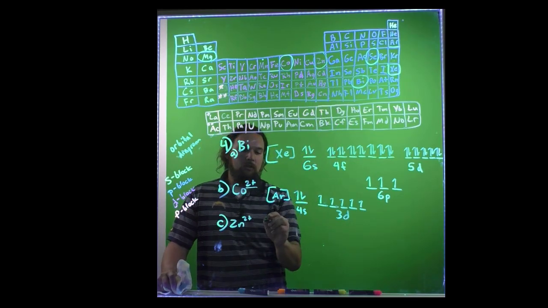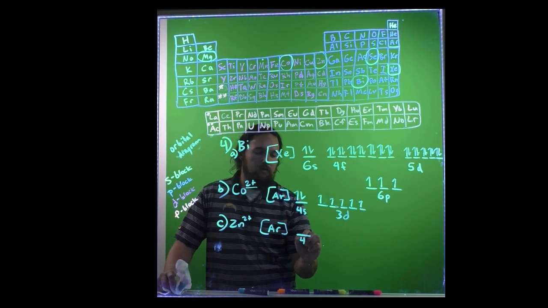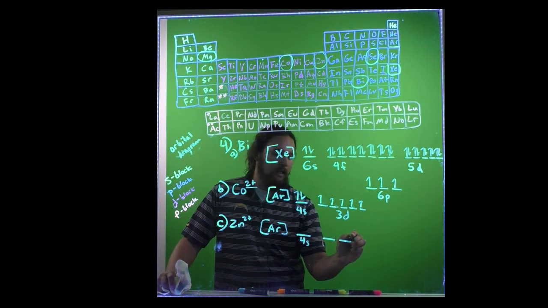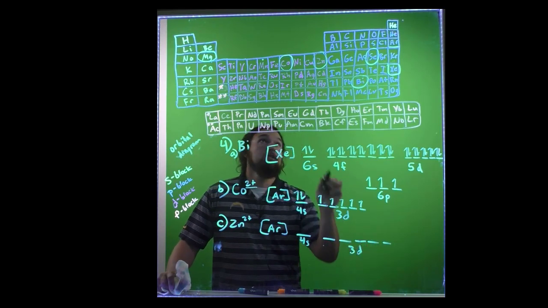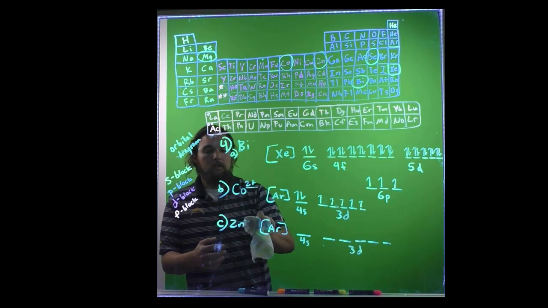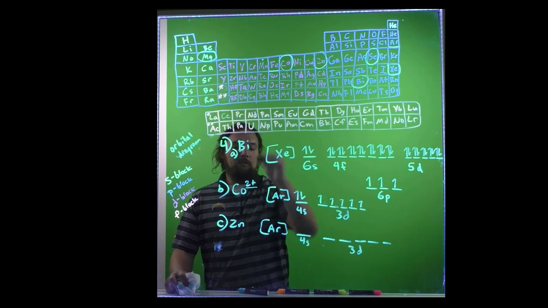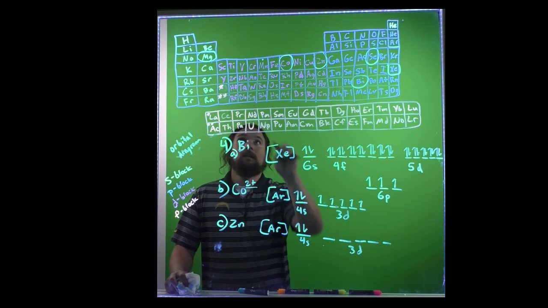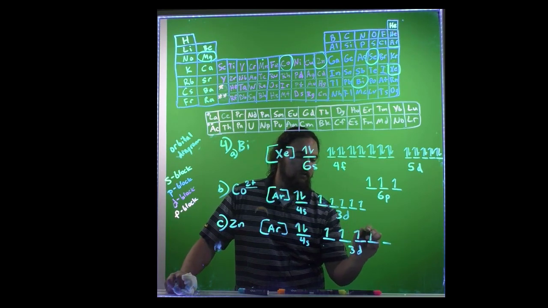So once again, we'll use the noble gas shortcut, argon, and we'll do 4s, and zinc ends in 3d. So let's just do it for zinc. And after argon, it fills up, up, down. And then there's 10 for zinc. So we go 1, 2, 3, 4, 5, 6, 7, 8, 9, 10.